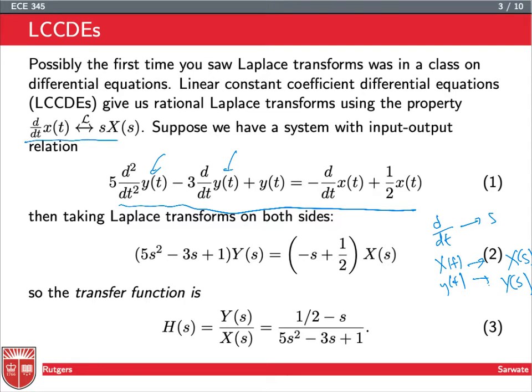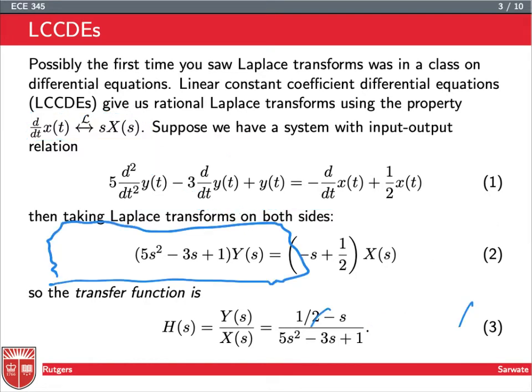We're leveraging the property that when I take the derivative of a time domain signal, in the Laplace domain I'm just multiplying by s. So we pull off the coefficients from this differential equation and replace the derivatives with powers of s. So you get 5s squared minus 3s plus 1, and minus s plus a half. We get Y(s) and X(s), which factor out, and then we divide Y by X to get the transfer function H. This is the transfer function that takes you from the input signal x(t) to the output signal y(t), and you can see it's a rational Laplace transform.